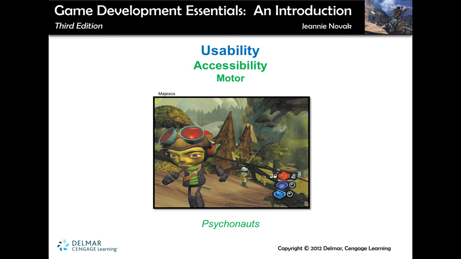The next disability is motor. Some people have trouble actually moving their hands. Maybe they can't use a keyboard or a controller very easily. So maybe you have some other type of input device that they can use in order to navigate your game.